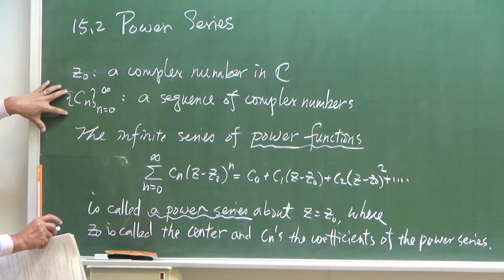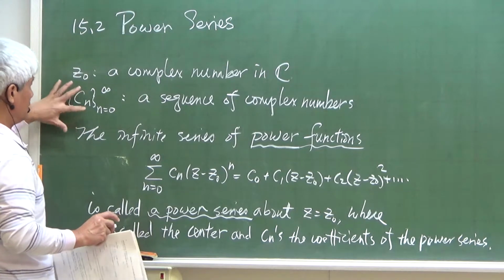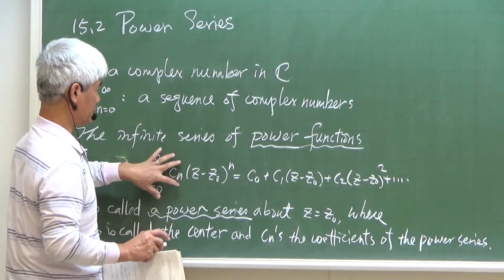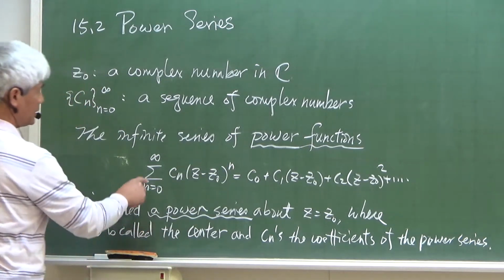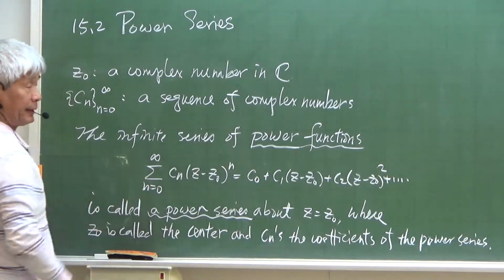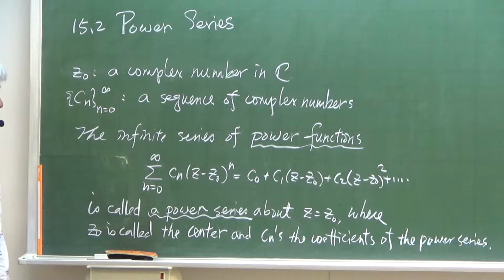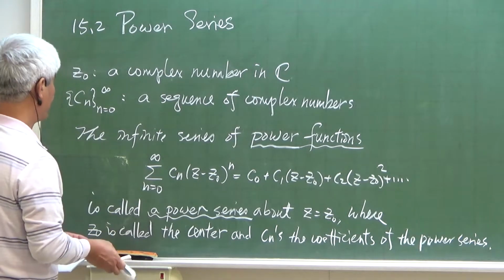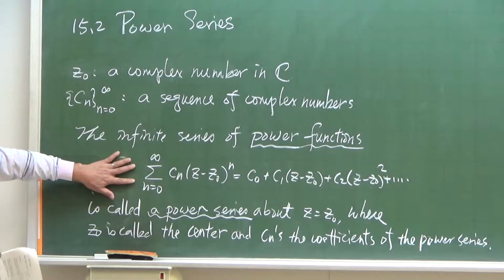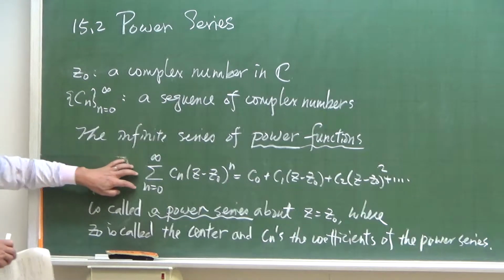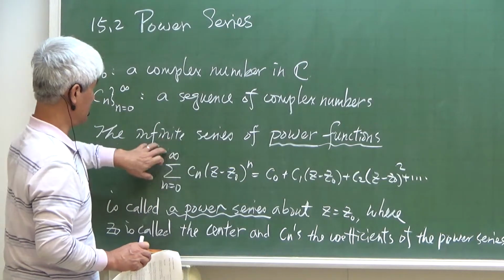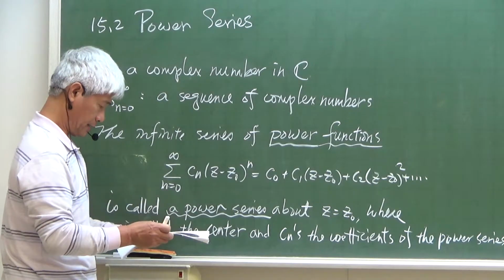And we have a sequence of constant numbers, c sub n. C sub n will be called the coefficients of the power series. So basically, it's an infinite series of functions. Before we give some convergence conditions, this definition is just a formal definition. We just say that it's an infinite series of power functions here.